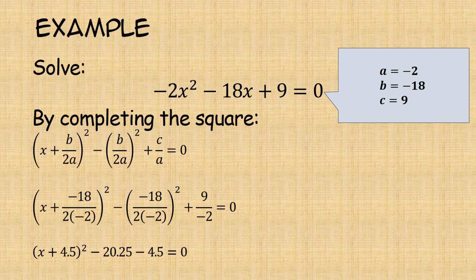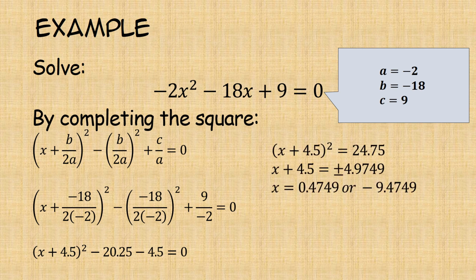And then we move everything that we know to the right hand side to get x plus 4.5 all squared equals 24.75. Square rooting both sides, remembering to put the plus minus sign. We then do our final step of moving 4.5 from the left hand side to the right hand side to get 0.4749 or negative 9.4749.